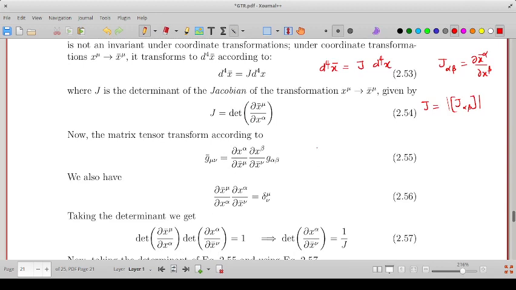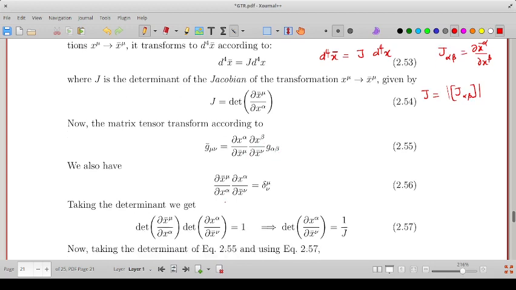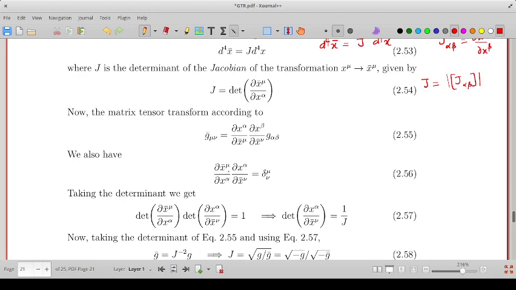Now we also note that as we change from the coordinate system x to x bar, the metric tensor components, since it is a 0-2 type tensor, change in the following way: g bar mu nu equals dx alpha by dx bar mu, times dx beta by dx bar nu, times g alpha beta. Further, we also have the following expression, that dx bar mu by dx alpha times dx alpha by dx bar nu equals the Kronecker delta mu nu.